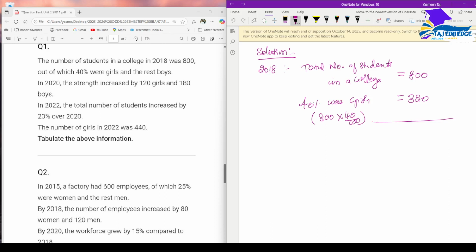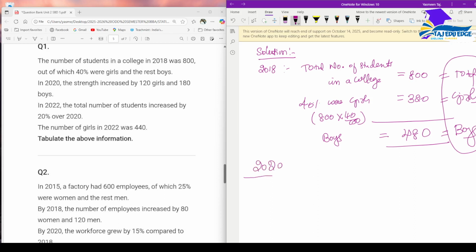So if 800 are total, out of which 320 are girls, boys are 480. Right? 480 boys. Total 800, 320 are girls, 480 are boys. Correct? You don't need to write like this, I am just highlighting it to you so that you can understand it. Next, in 2020, the strength of girls increased by 120 and boys increased by 180.